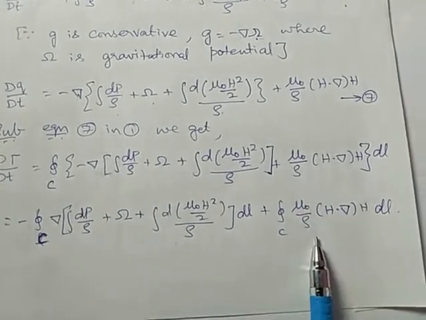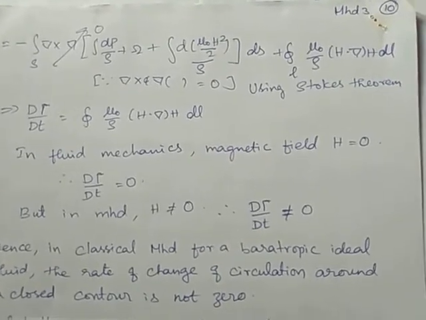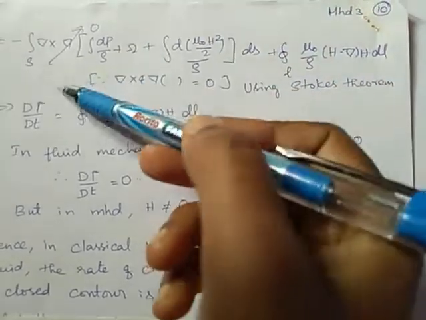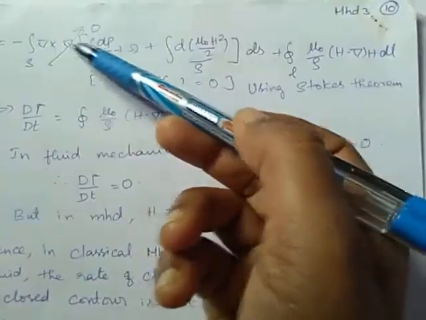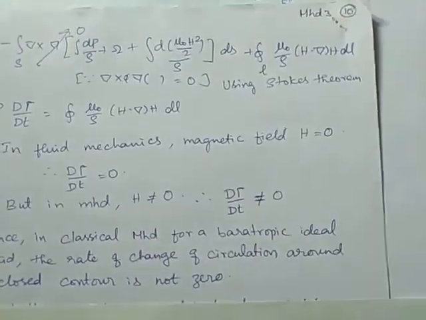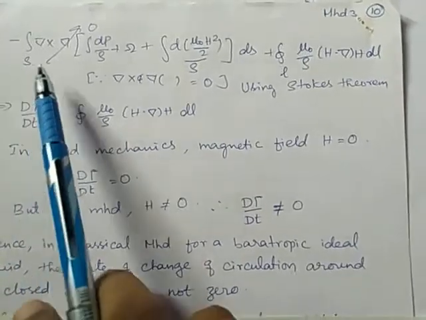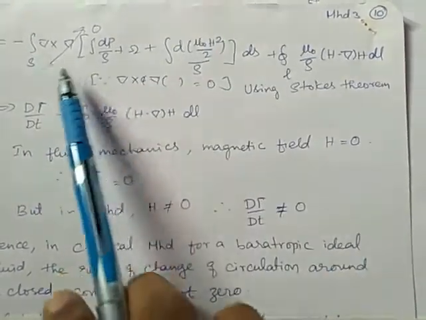The second term remains as it is. Using Stokes' theorem, the line integral I have changed to a surface integral. Therefore, curl of del of this term, and the second integral term remains as it is. So, curl of gradient becomes 0. Therefore, the first whole term becomes 0.